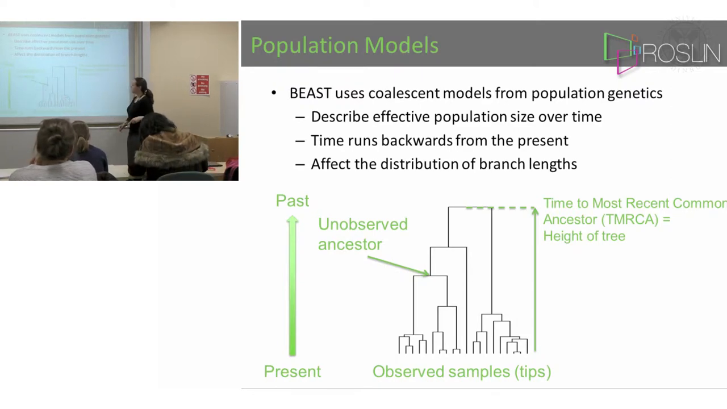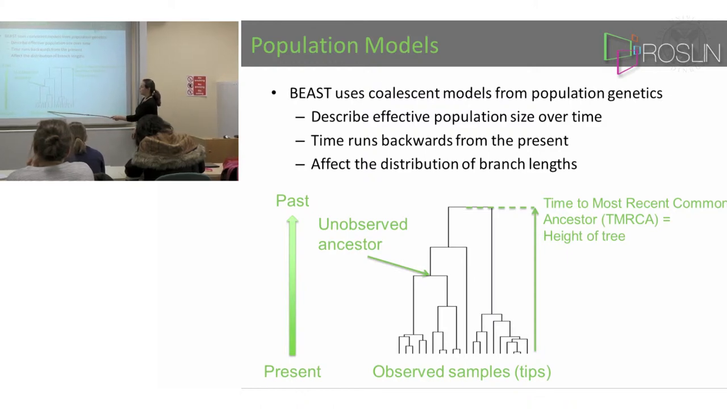So you've got present to past, and you might have some observed samples, which are the tips of the tree. And the intuition that's happening, the reason it's called the coalescent model, is because for each of the samples, what you're asking is, how many generations must I go back so that these two samples have the same ancestor? For the whole collection of samples, there's a most recent common ancestor for all of the samples. And the height of the tree here is called the time to the most recent common ancestor.